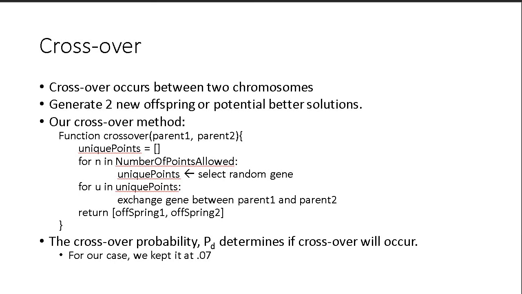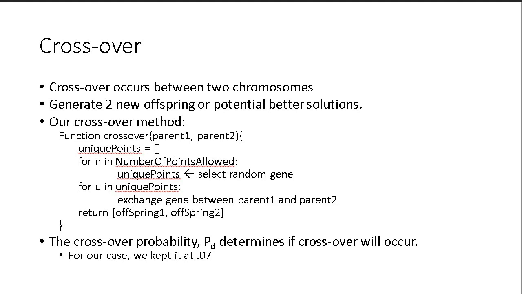Next up we have crossover. Crossover occurs between 2 chromosomes, or 2 parent chromosomes, and it generates 2 new offsprings. And the hope is that each time we're creating new offsprings, it's an improvement over their parents.